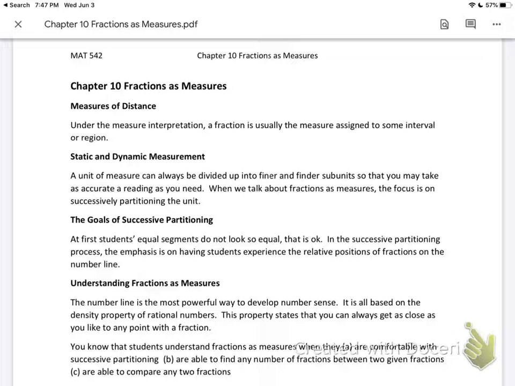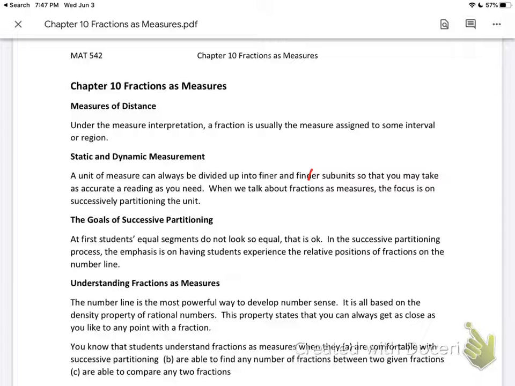So if you look at a fraction as a measure of distance, so under the measure interpretation, a fraction is usually the measure aligned to some interval or some region. So you can be doing static and dynamic measurement. A unit of measure can always be divided up into finer subunits, so that you may take an accurate reading, as accurate a reading as you need to. We talk about fractions as measure.